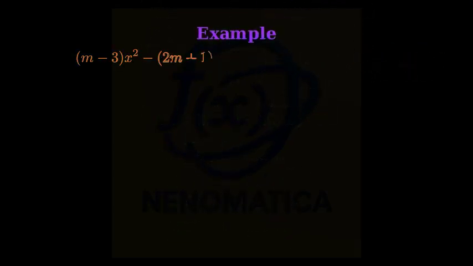Example. We will determine all values of m so that the inequality (m minus 3)x squared minus (2m plus 1)x plus m minus 1 is less than 0 holds for every real x. Intuitively, that means the entire parabola sits below the x-axis for all x. Let's build a quick picture.